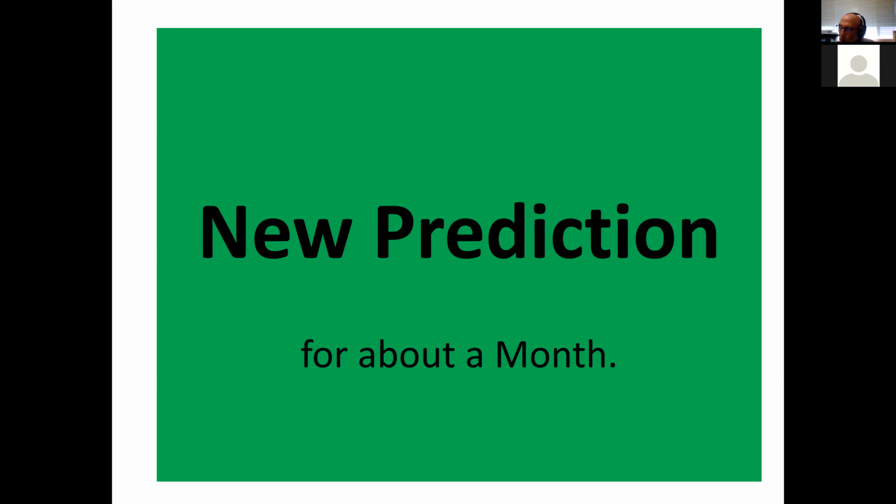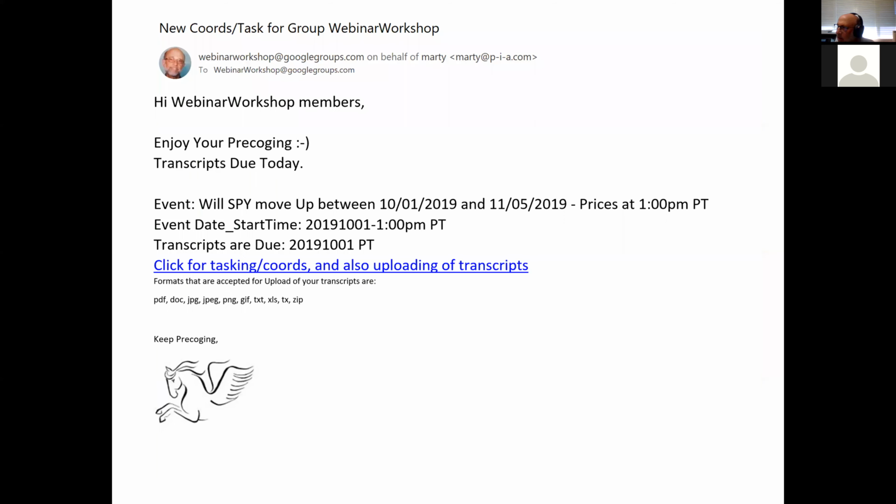Let's now do a new prediction. This is the actual one which I sent out, and it is going to be a prediction. A prediction from yesterday through the day before my next first Wednesday of the month webinar. So that's a month.